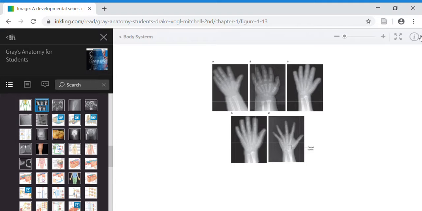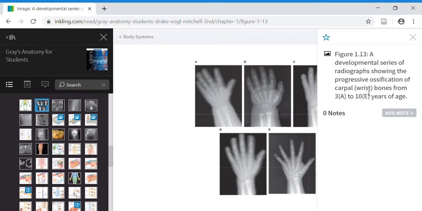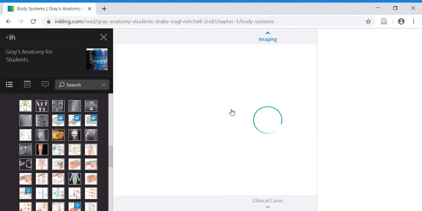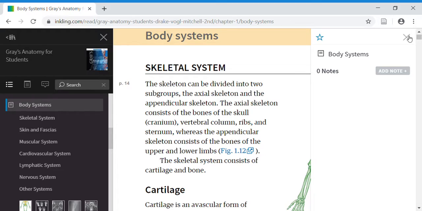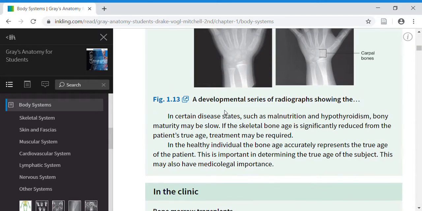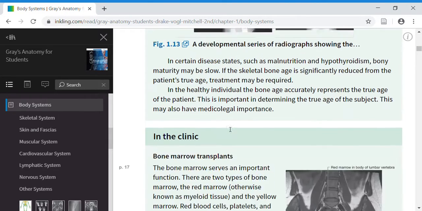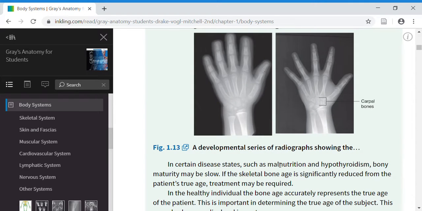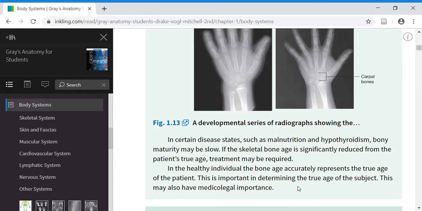These are the developmental radiographs of progressive ossification of the carpal bones. In some disease states such as malnutrition and hypothyroidism, the bony maturity may be slow. If the skeletal bone age is significantly reduced from the patient's true age, treatment may be required.